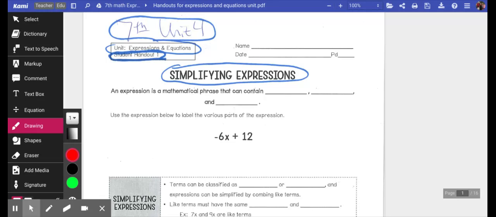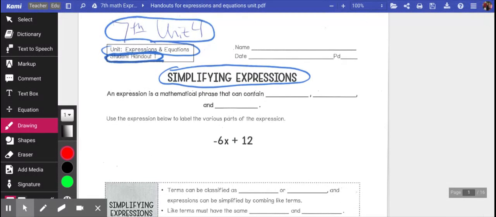Okay, don't mind that. So, an expression is a mathematical phrase that can contain variables, which are letters, numbers, and operations. And that would be like your plus and minus. So use the expression below to label the various parts.